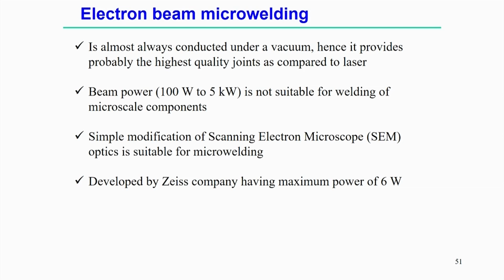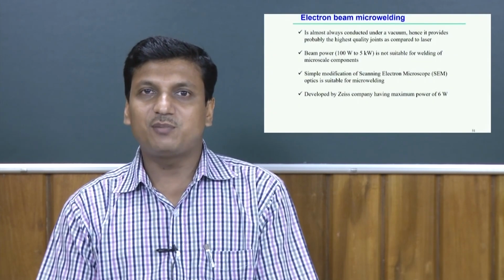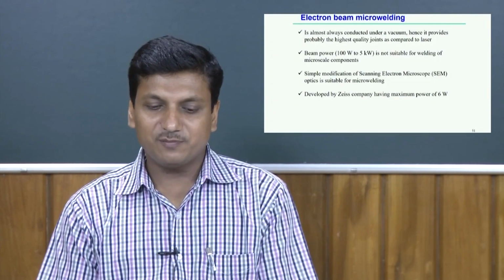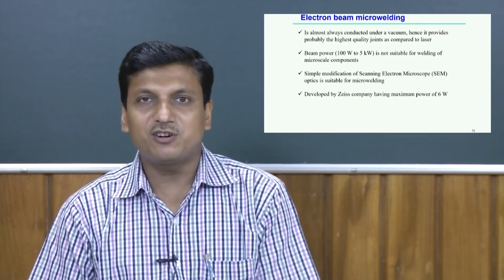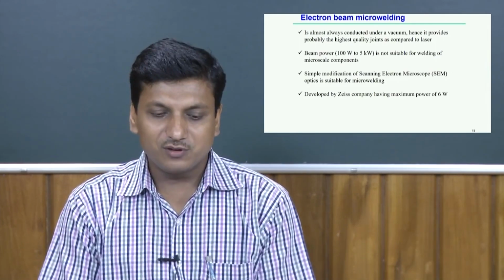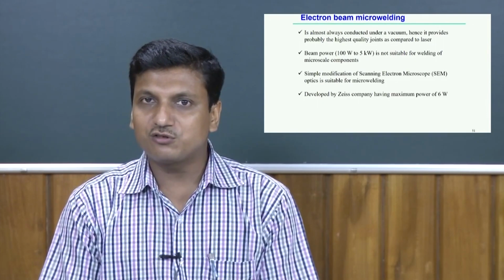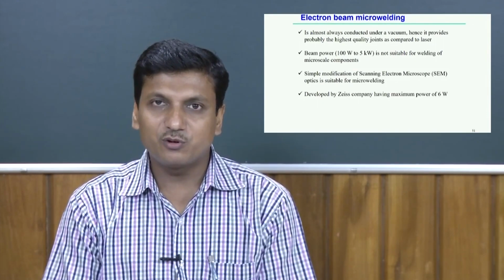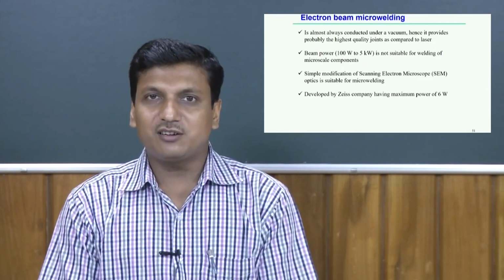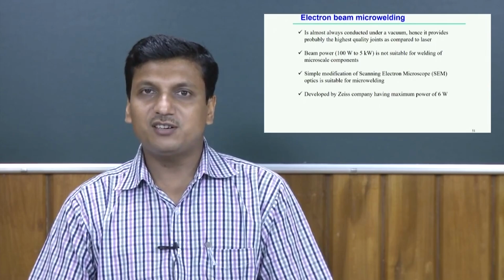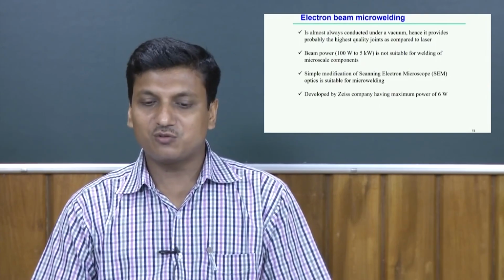But if we compare with a conventional laser, sometimes a very low power laser is also suitable for the micro welding process if we follow the proper pulsation of the laser power, but that is not the case for the electron beam welding process. So, researchers found that a simple modification of the scanning electron microscope optics makes it possible to produce a beam for micro welding applications. This technology has been developed by the GIS company, but it has a maximum power of 6 watt.